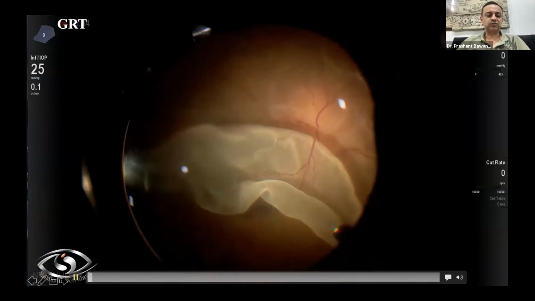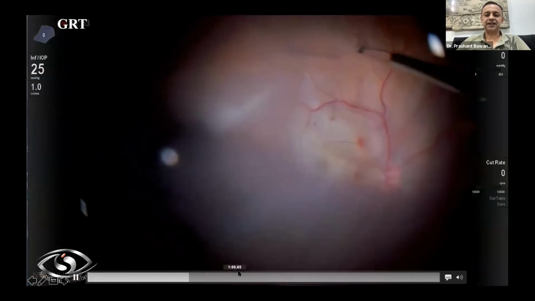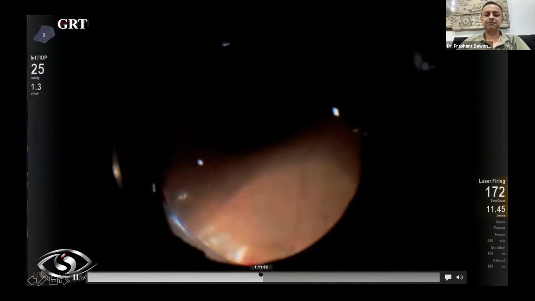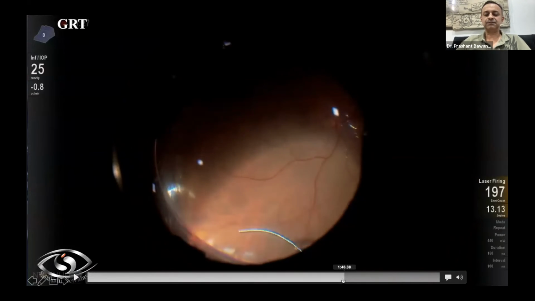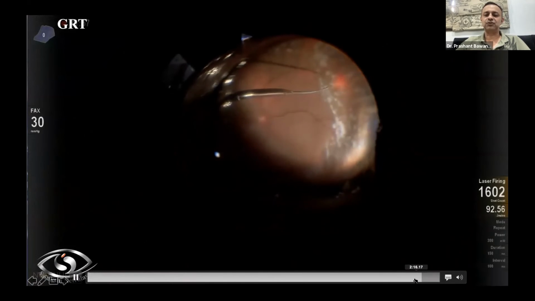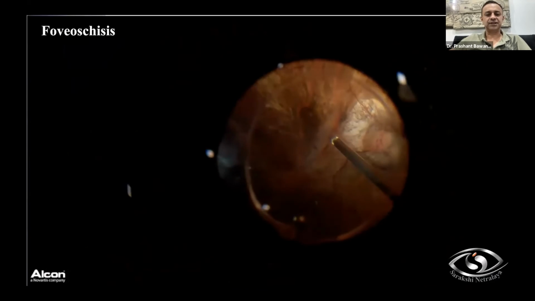This is a case of a more than 180-degree giant retinal tear, and you can see I have done a complete vitrectomy, ILM peeling being attempted, then a PFCL, laser, and a beautiful completion. Such complicated cases appear so simple with such a big field of view and good magnification.